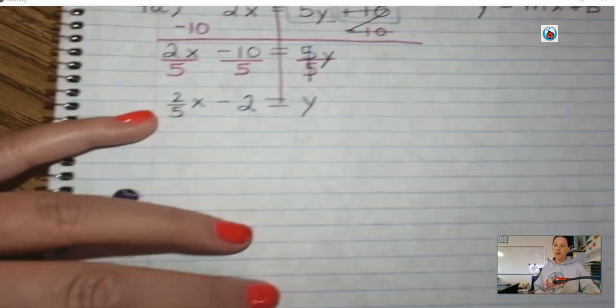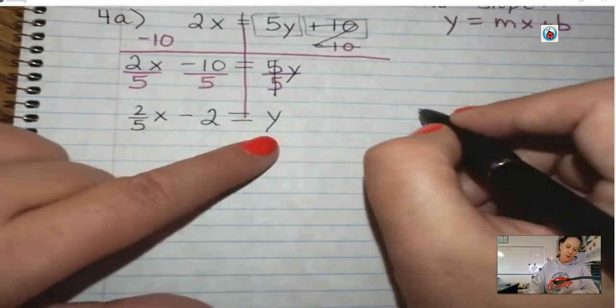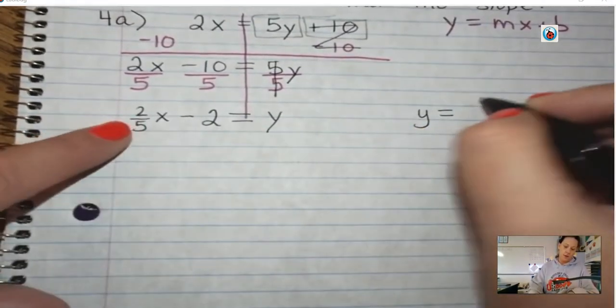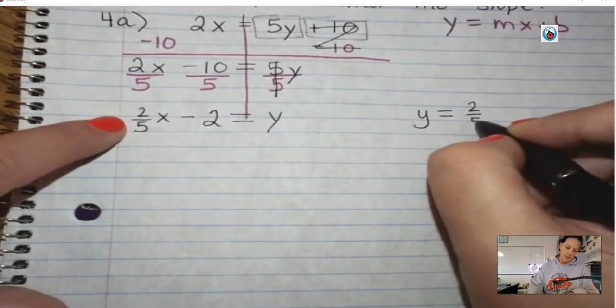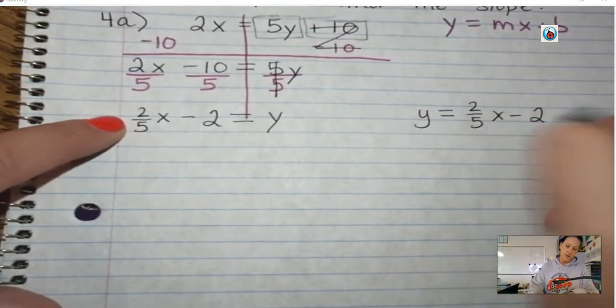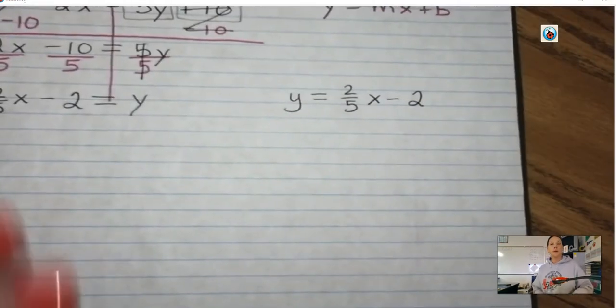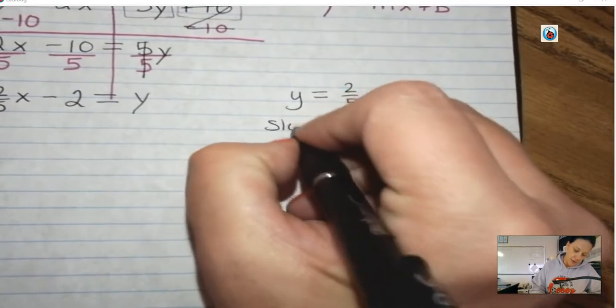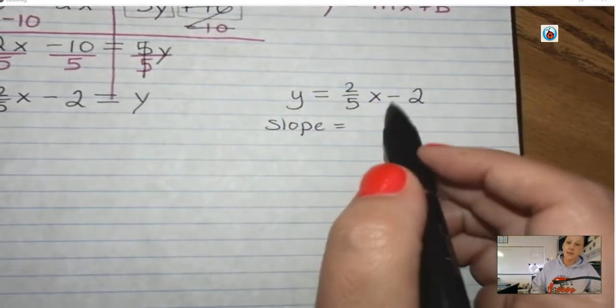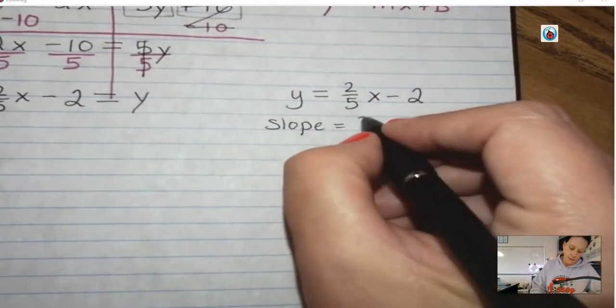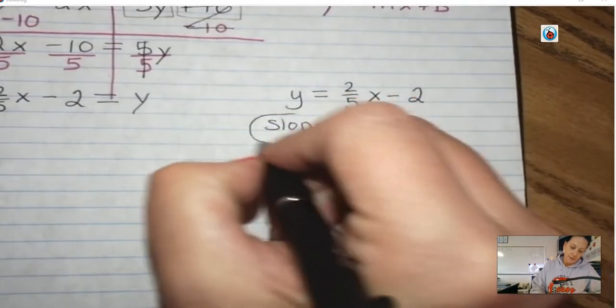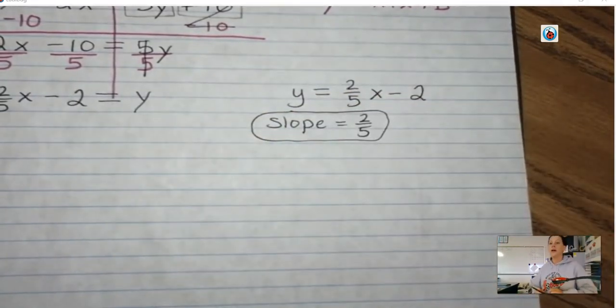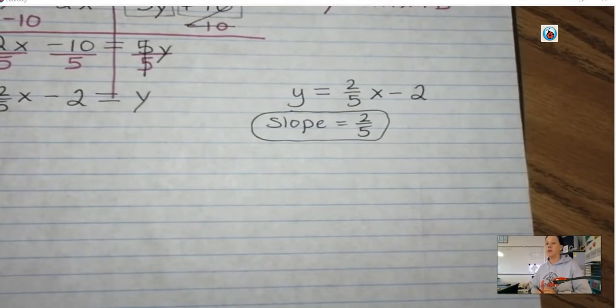If you prefer to put the y first, that works. Y equals 2/5 x minus 2. Okay, from here it says graph it and find the slope. So I'm just going to go ahead and write the slope right now. The slope is the number that's in front of the x, right? Slope is 2/5. Do not write 2/5 x. I will mark that wrong on a test. X is not your slope. So if you put in the x, I'm going to mark it wrong.